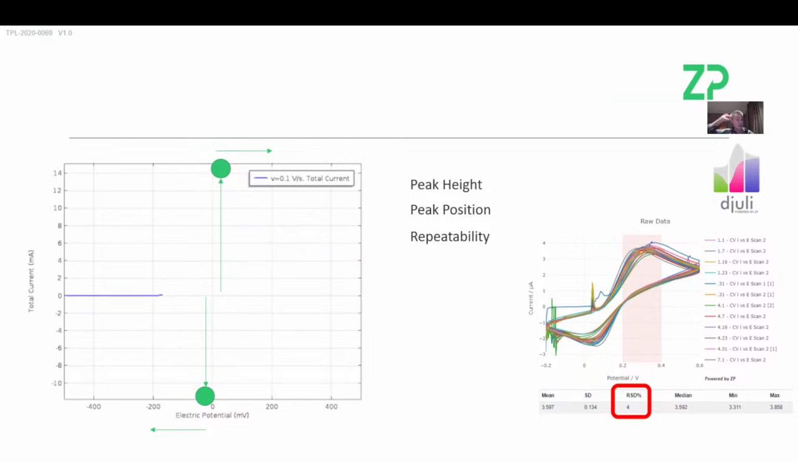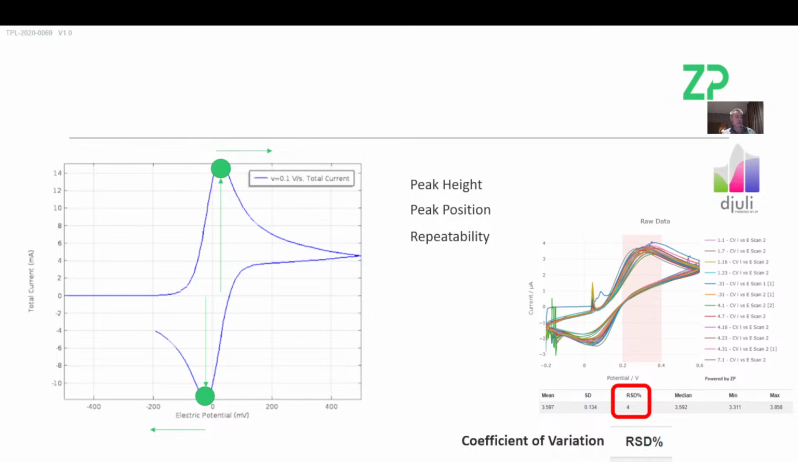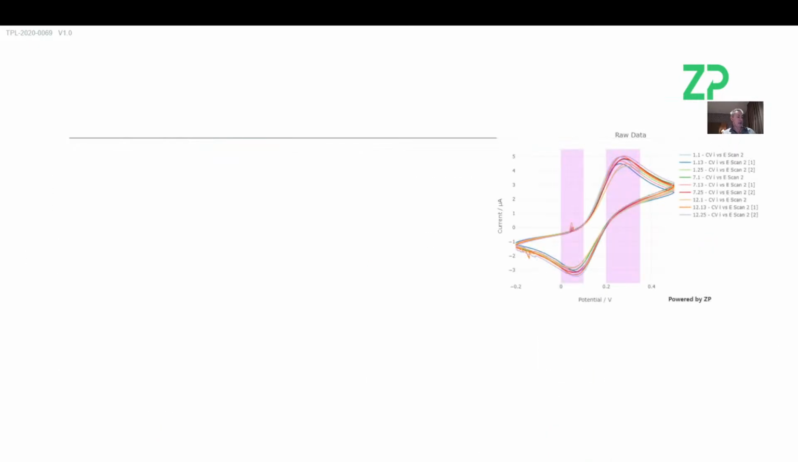It's probably worth saying that our relative standard deviation or coefficient of variation is about 4%, which you sort of need in things like glucose sensors. As I say, coefficient of variation or RSD is about 4% on those.